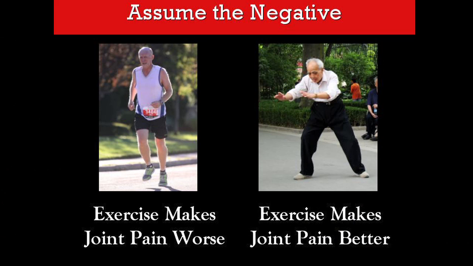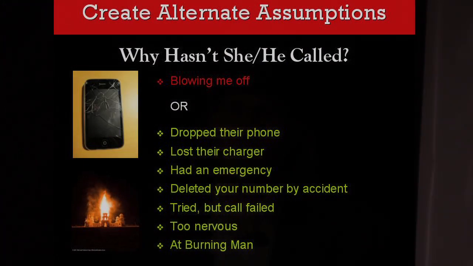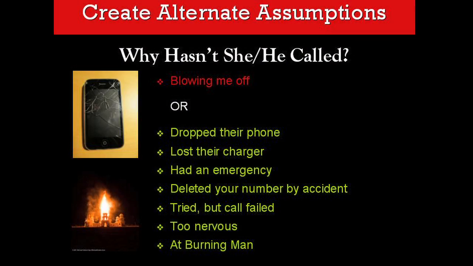Next, assume the negative. Assume that your negative assumption is true. Ask what could make this true. What are the consequences if that is true? Use this to narrow or eliminate your assumptions. And then create alternative assumptions.